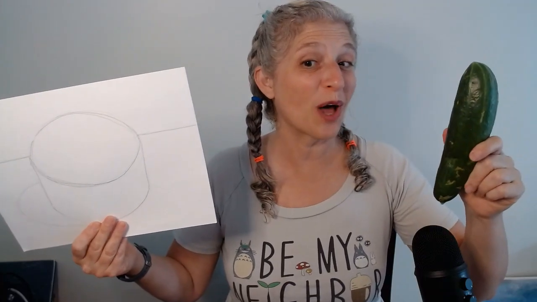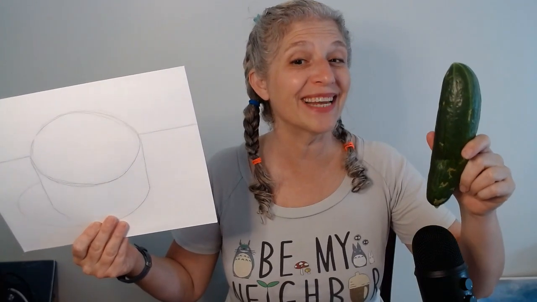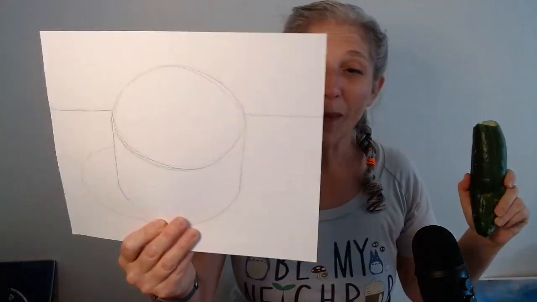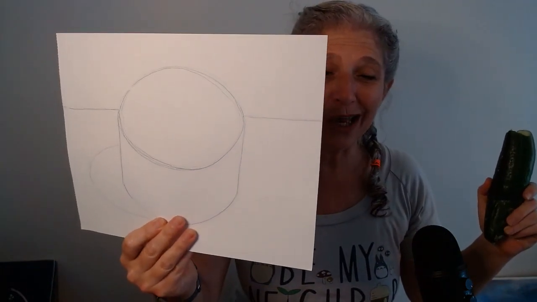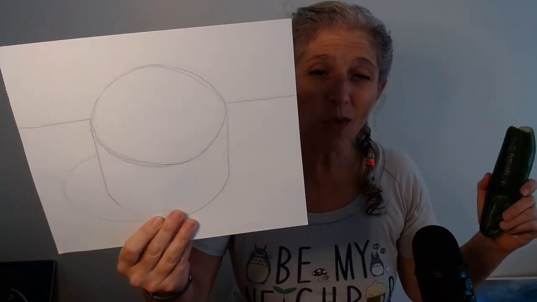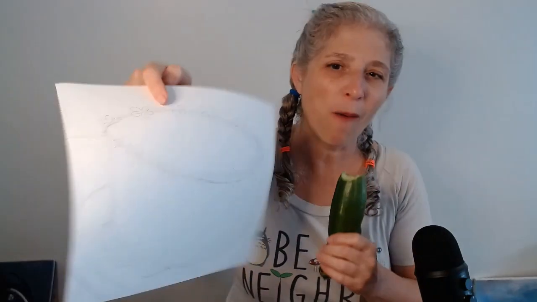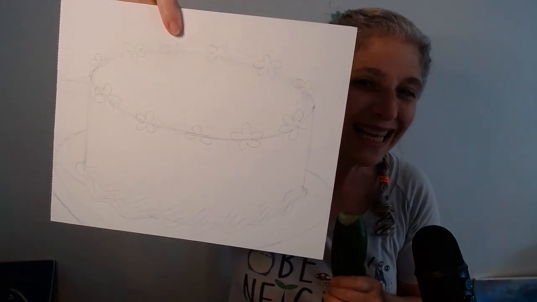Here is a cucumber from my garden. And here's a sketch of a cake drawing that we're gonna do. Here's another one.